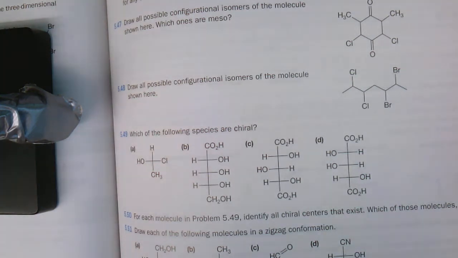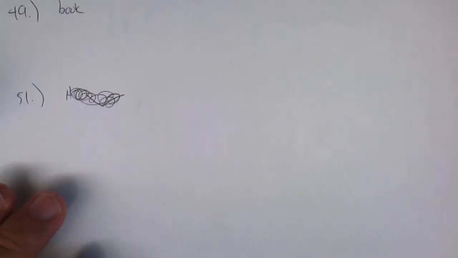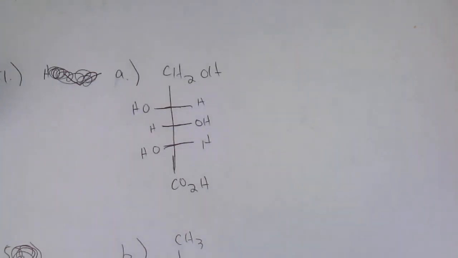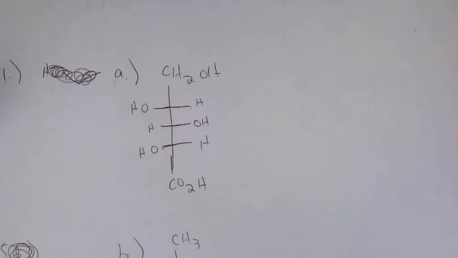Okay, I need to go back to my paper now, so give me a sec. Okay, 51, we're converting Fisher projections into zigzags. So let me write all these out and not on camera. Give me a sec. Okay, we're back. I got them all drawn for 51.